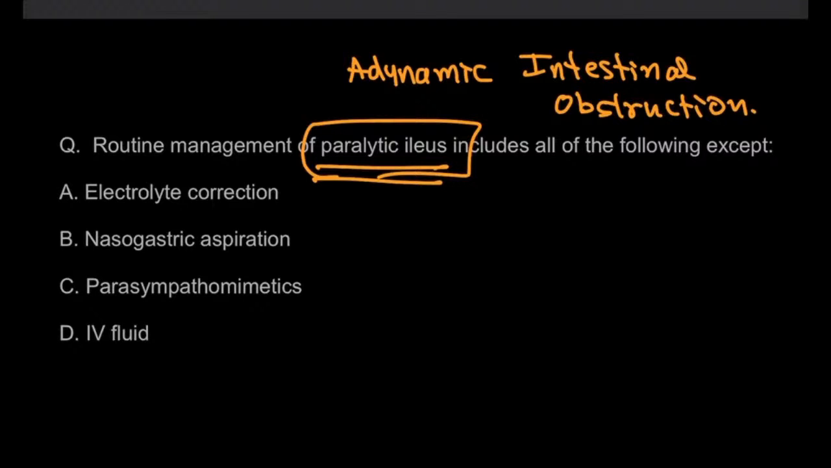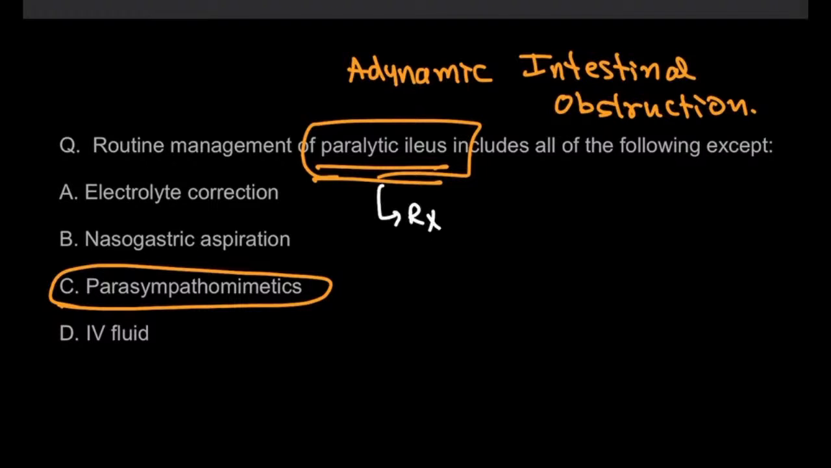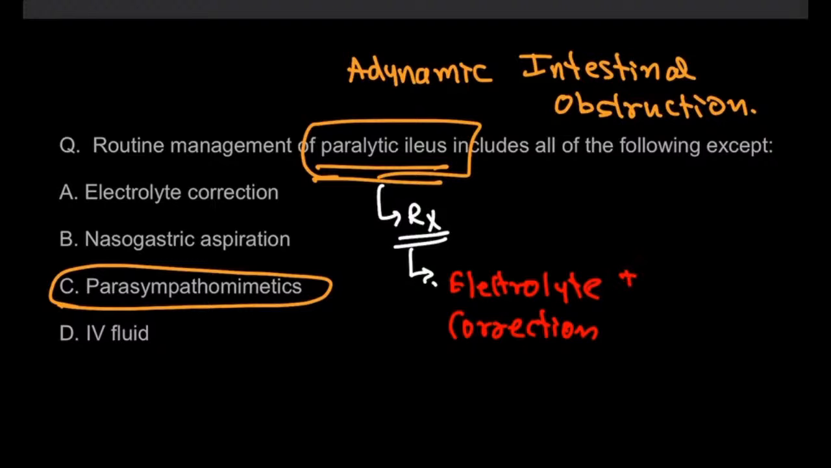Now, the routine management doesn't include parasympathomimetics. Usually we don't prefer to go for that. Primarily we treat it by a triad of three things. The most common cause for this dynamic ileus is electrolyte abnormality, so definitely you'll have to go in for electrolyte correction. Because this patient was having signs of intestinal obstruction, he or she must be having a lot of dehydration, so you have to definitely give IV fluids to this patient.